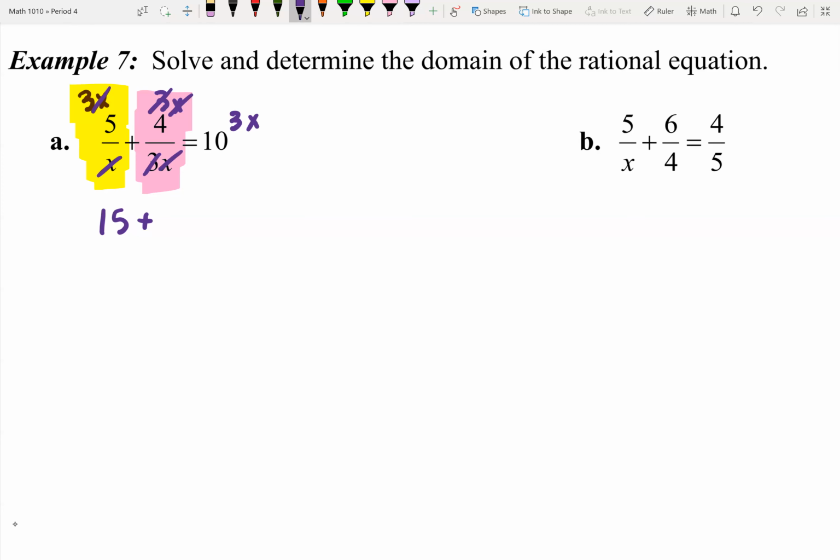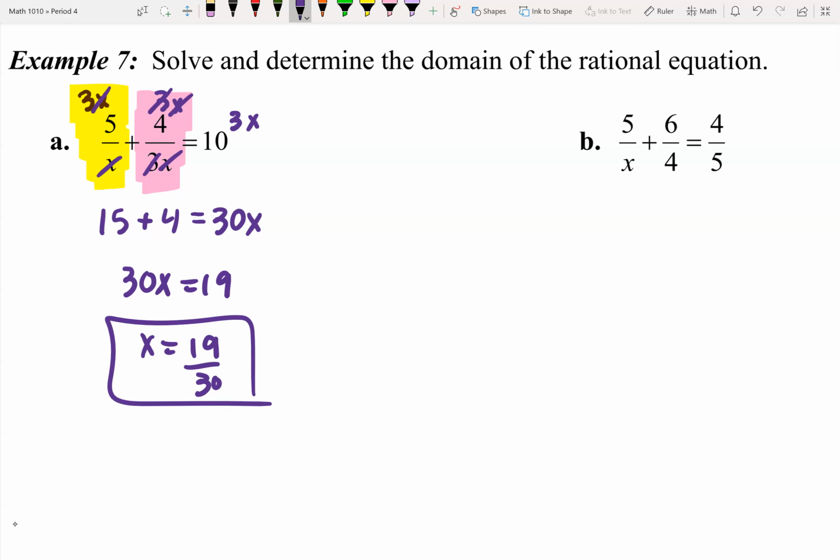This x cancels with that x, and I have a plus 4. On the right-hand side, there's no denominator to cancel, so it's just 10 times 3x, which is 30x. That looks way easier than the original problem, don't you think? And it's the same equation. It just looks different. So now we have 30x equals 19. Divide by 30, and you get x equals 19 over 30.